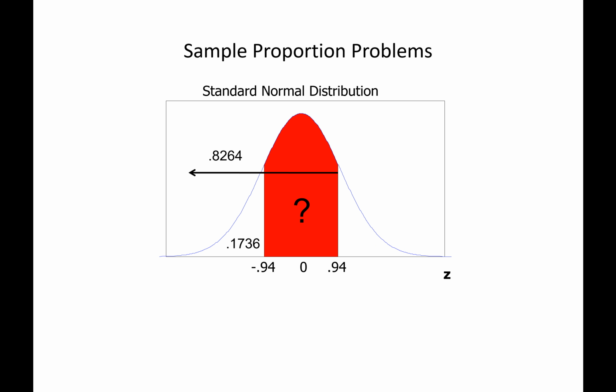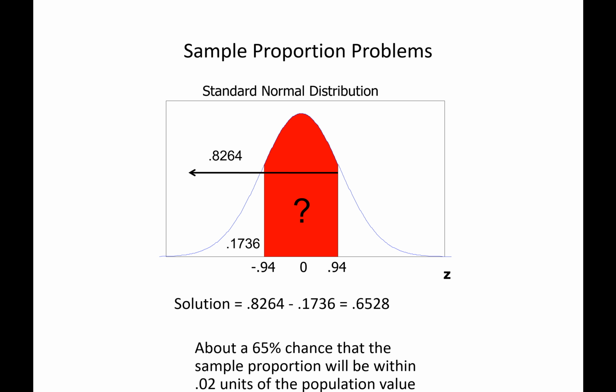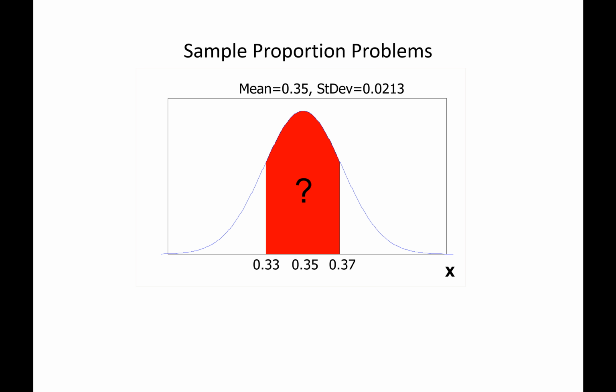Again, look that up in the table in the book, or use Excel. The norm.s.dist function will give that to us, or I'll show you how to do it in Minitab in just a second. The solution then is 0.6528, or a 65.28% chance that the sample proportion will be within 0.02 units of the population value. And those units in this case are percentage points.